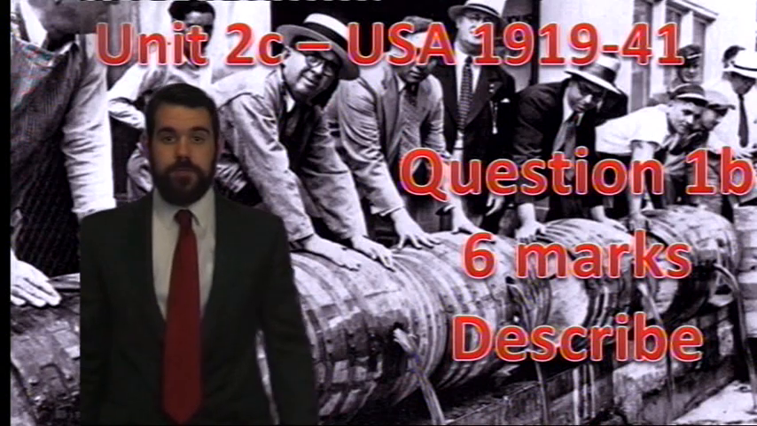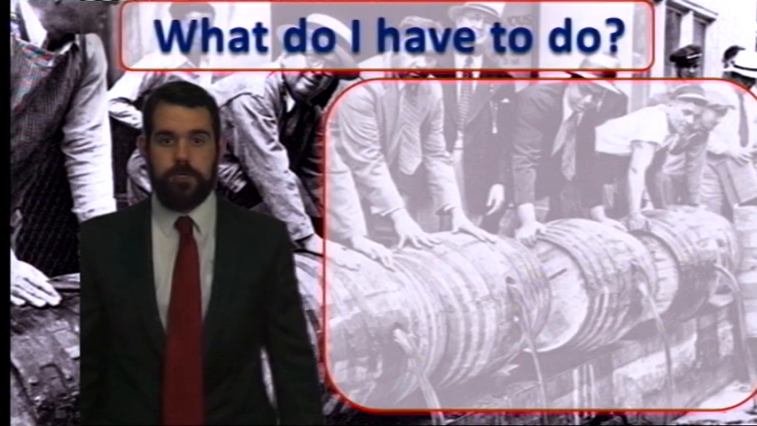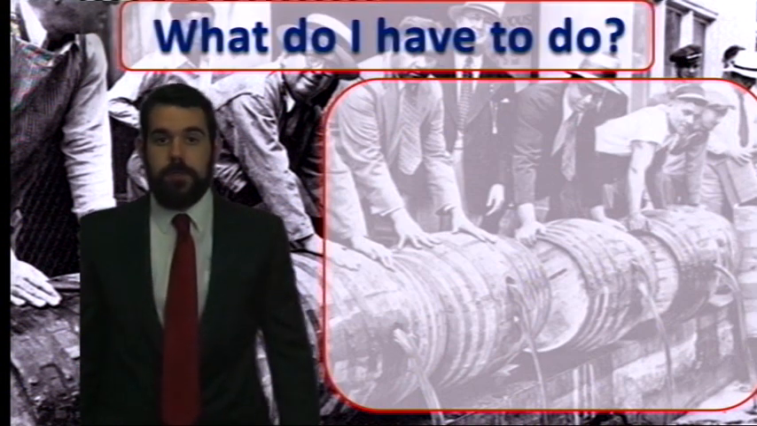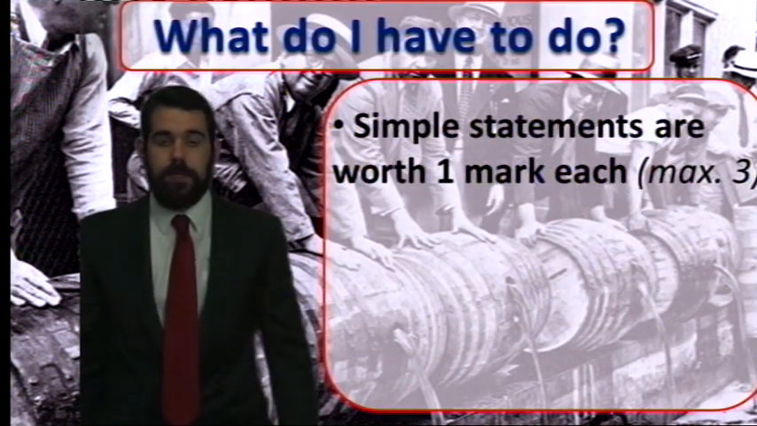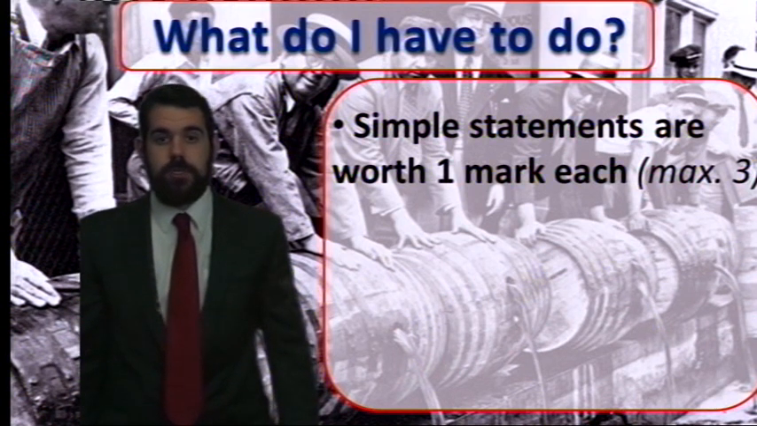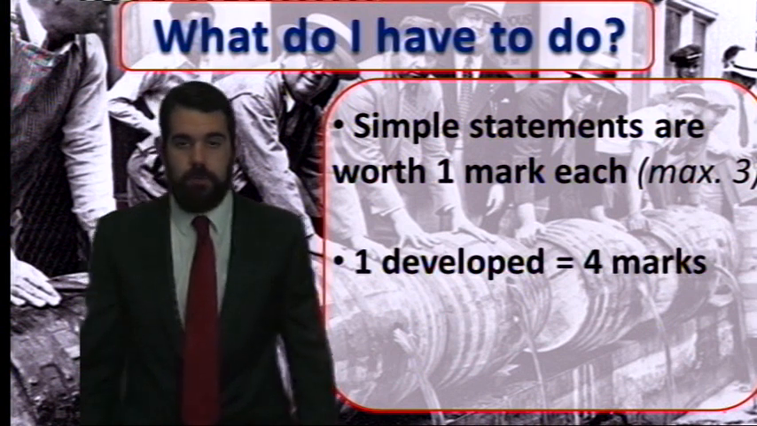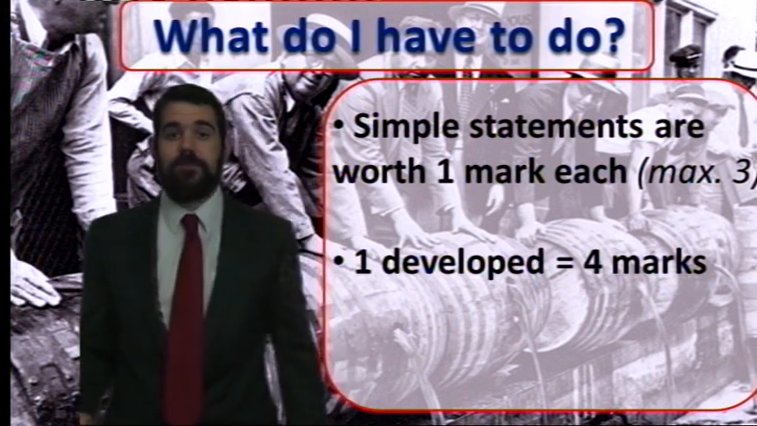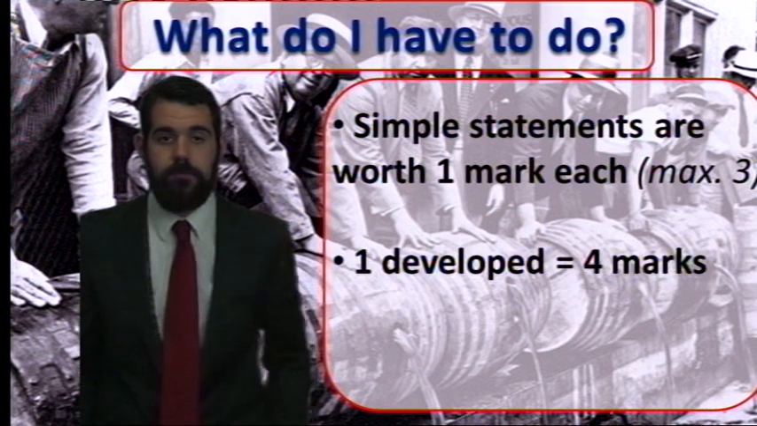Hello, this video is for the 6-mark question on the Unit 2 paper for the USA. It's the describe question. So what do you have to do on this question? Well, it's quite simple really. You need to describe something that happens. If you do that with simple statements, you get 1 mark for each of those statements to a maximum of 3. If you have a developed statement, then you're going to get 4 marks.